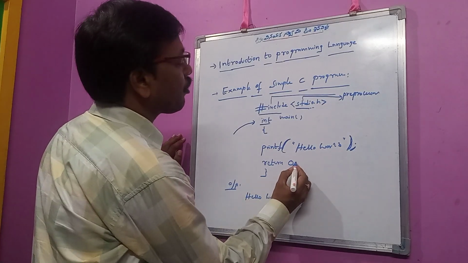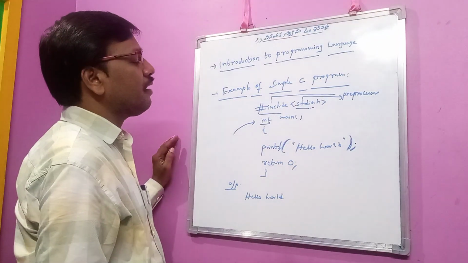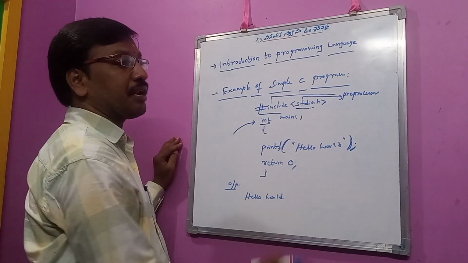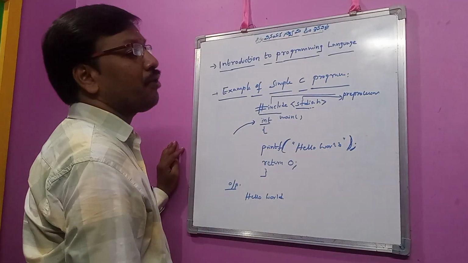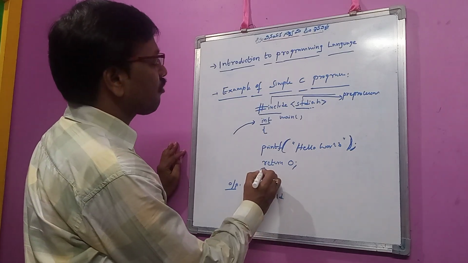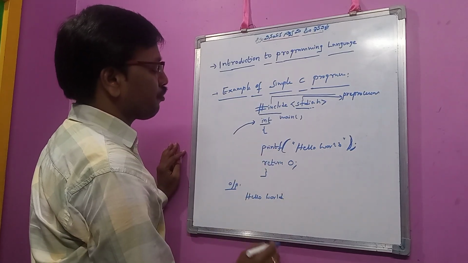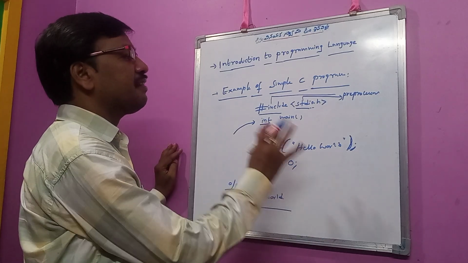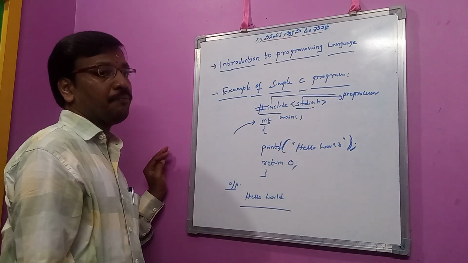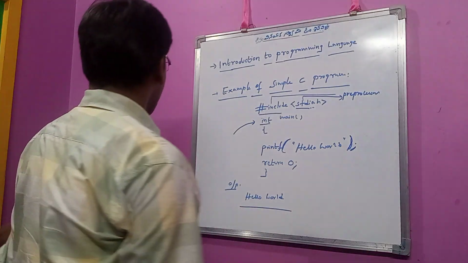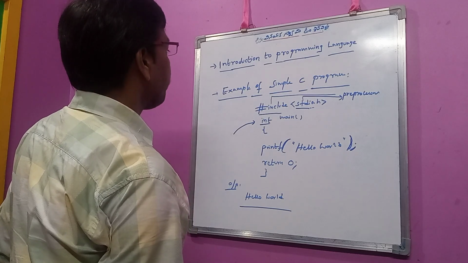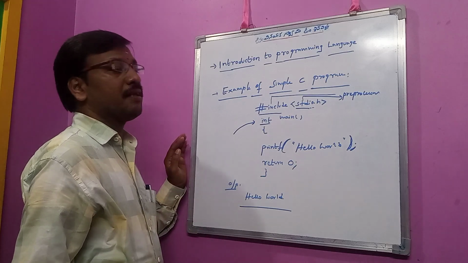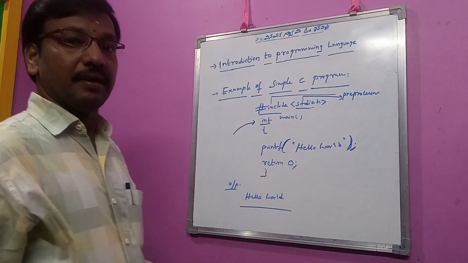Next is return 0. We can put either 0 or 1. The return 0 statement is the exit status of the program. Next, close the braces. Now we will get hello world as the result. This is a basic simple C program. Okay. Thank you.